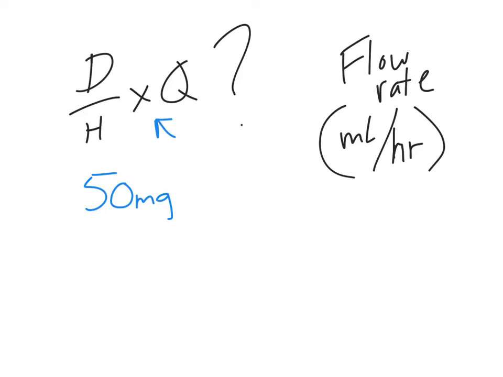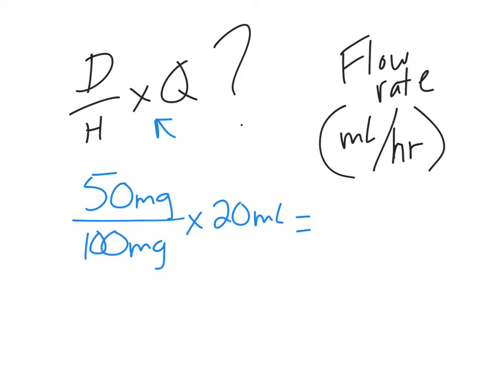On hand, we have gentamicin 100 milligrams. So there's our dose on hand per 20 milliliters. So there's our D, H, and Q. Remember what happens when we calculate this. The two units that are the same are going to cancel out, which is going to tell me how many milliliters are going to be added.